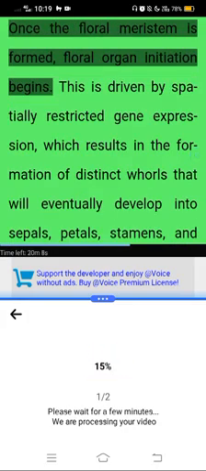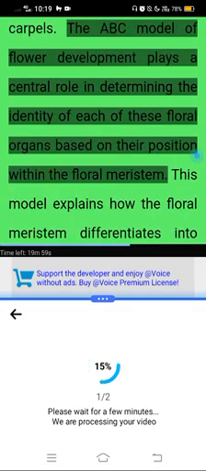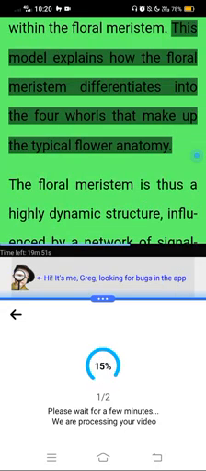Once the floral meristem is formed, floral organ initiation begins. This is driven by spatially restricted gene expression, which results in the formation of distinct whorls that will eventually develop into sepals, petals, stamens, and carpels. The ABC model of flower development plays a central role in determining the identity of each of these floral organs based on their position within the floral meristem. This model explains how the floral meristem differentiates into the 4 whorls that make up the typical flower anatomy.